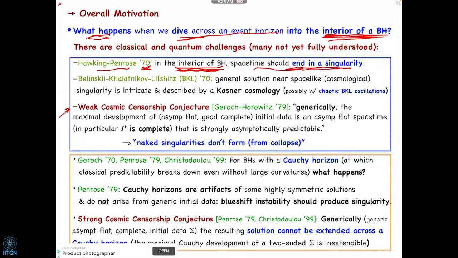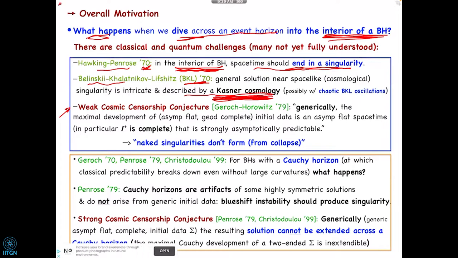And the first people that addressed this were Belinsky, Khalatnikov, and Lifshitz in the 70s. And this is the famous BKL series of papers, where they basically say that when we are approaching a space-like, or also known as cosmological singularity in their papers, the general solution that describes the approach to such a cosmological singularity is very intricate and typically described by what we call a Kasner cosmology. So this is an exact solution of Einstein equations.